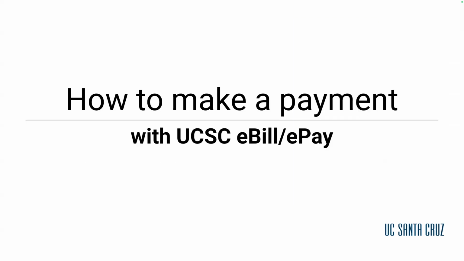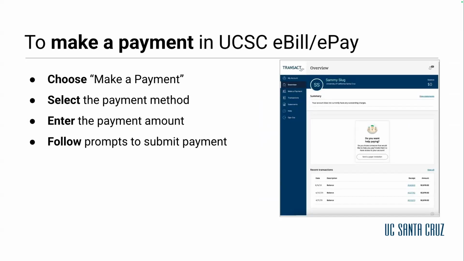Now that you know how to set up a payment method, let's run through how to make a payment. When you're ready to pay, log into UCSC eBill ePay, tap Make a Payment on the sidebar, select your payment method, enter a payment amount, and follow the prompts to submit your payment.